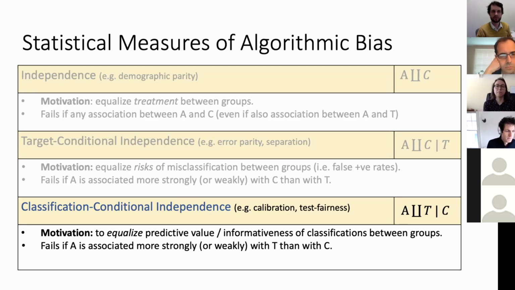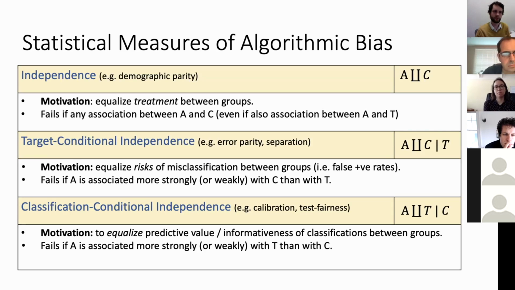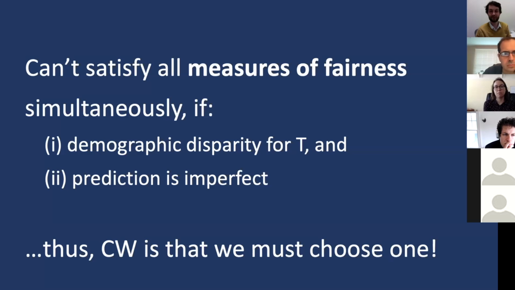Both of those are going to fail if the attribute is associated more strongly or more weakly with the target or the classifier than with the converse, okay? Because the basic idea is you're trying to see whether there's an association between, in this case, the attribute and the classifier, controlling for the attribute's association with the target. All right. That's really quick.